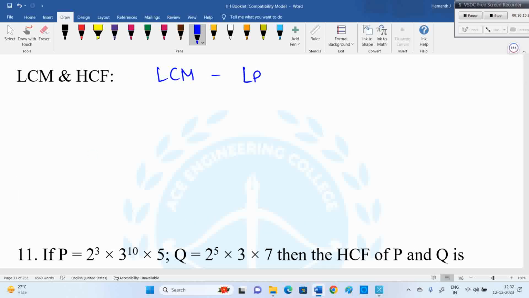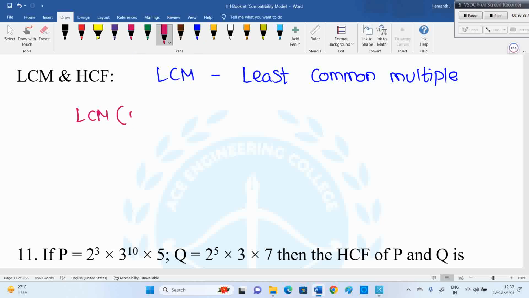LCM means least common multiple. To understand the terminology, everybody knows least means minimum. Common multiple, what is that meaning? I'll go with one small example here. Let us take LCM for 5, 6 and 10.